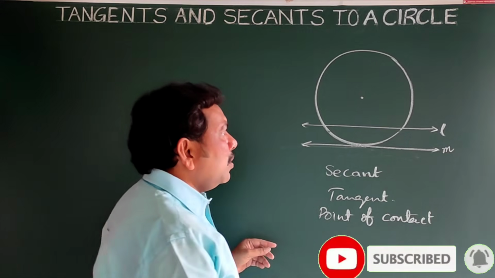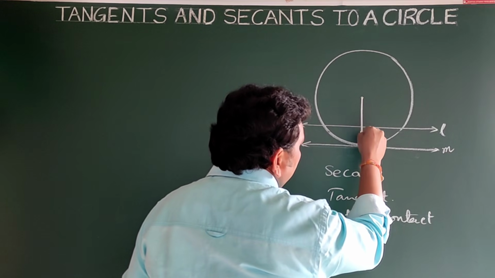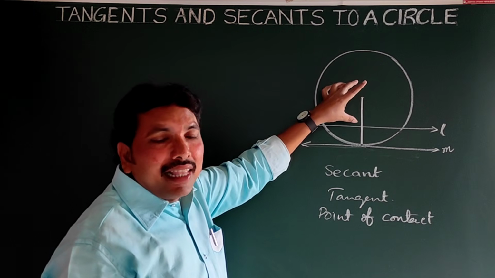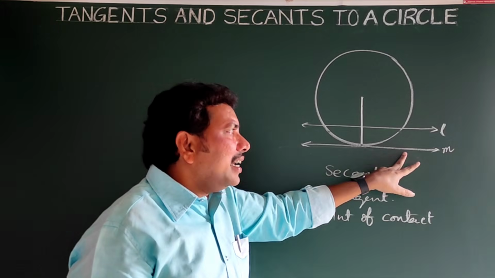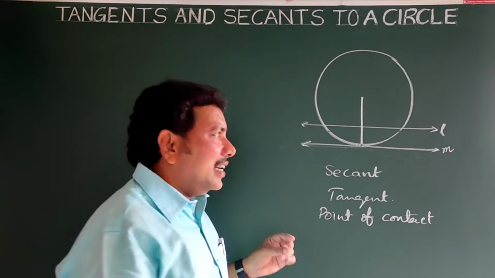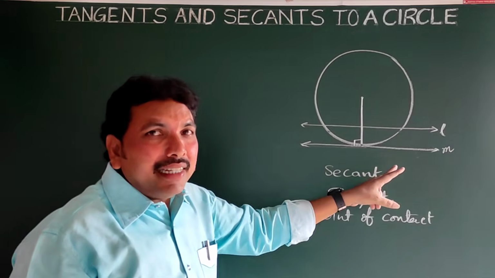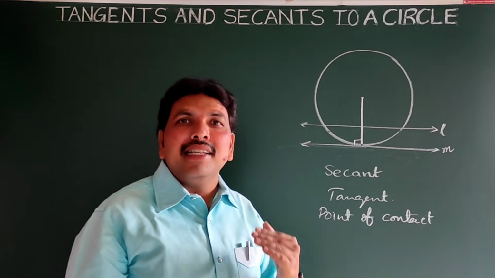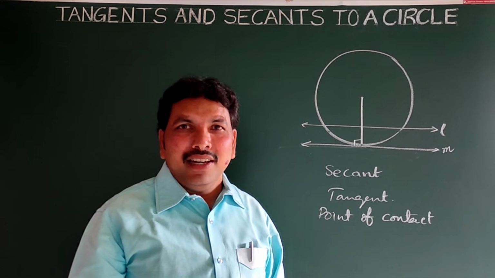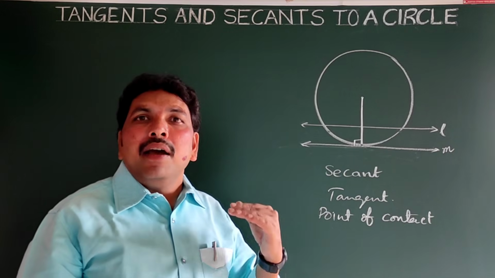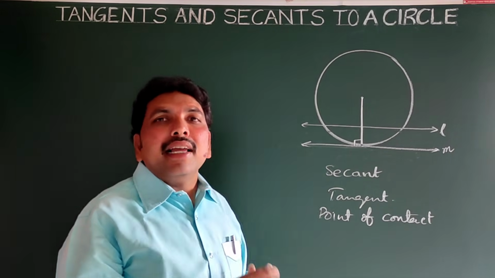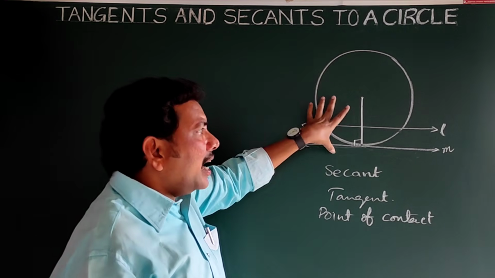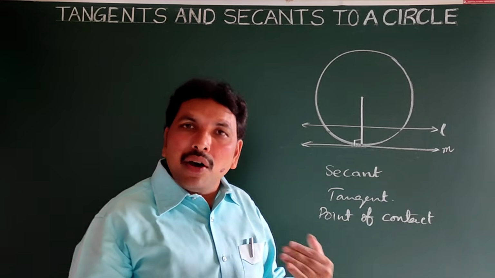Next, suppose you draw a radius. The angle between radius and tangent to a circle is 90 degrees, which means the tangent is always perpendicular to the radius at the point of contact. Right? The tangent is always perpendicular to the radius at the point of contact. Understood clearly? There will be an infinite number of tangents we can draw on a circle.